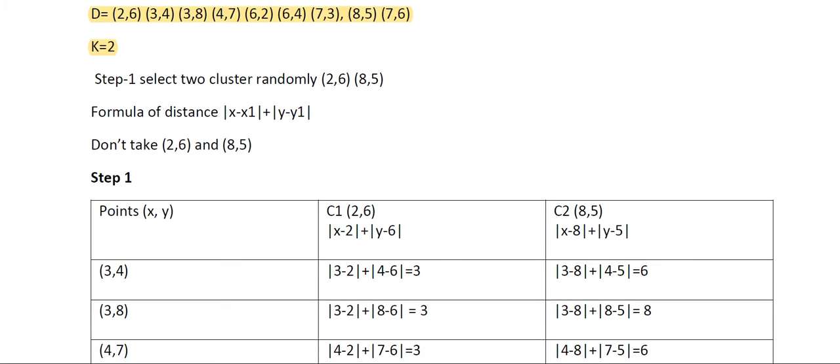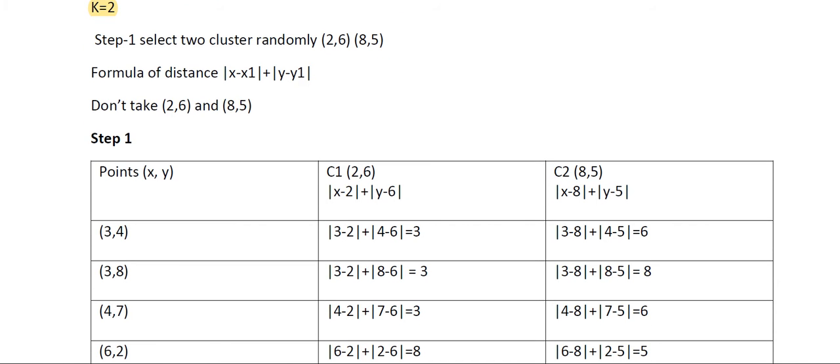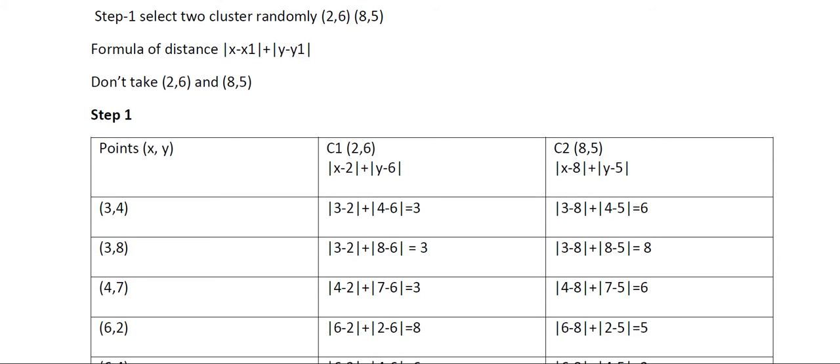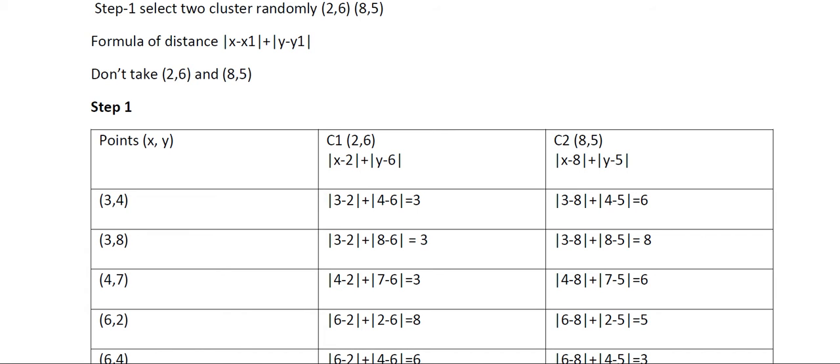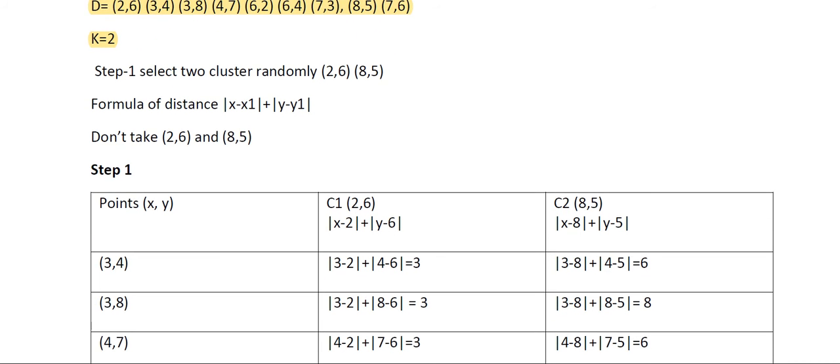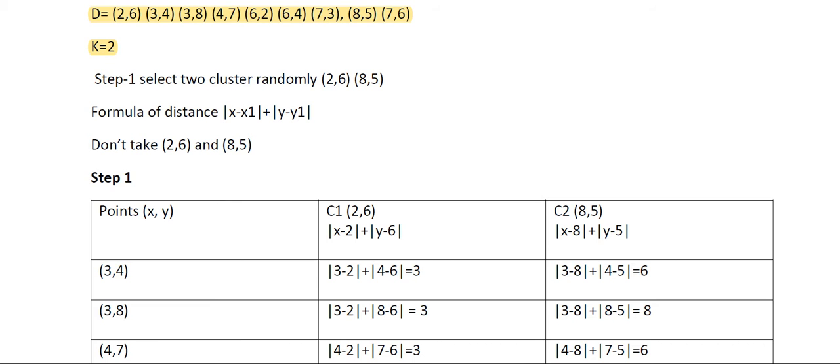So I will show you how to do it. Here for C1 I have taken 2,6 and for C2 8,5, and I have used the Manhattan formula on both sides, C1 and C2. And these are my points. At the start I showed you some points, and only those points I have taken.